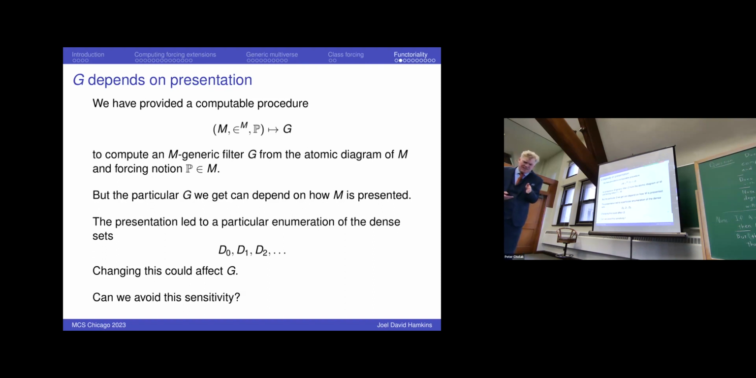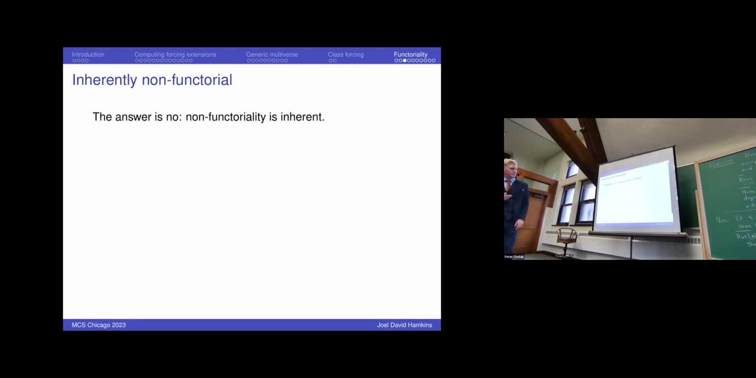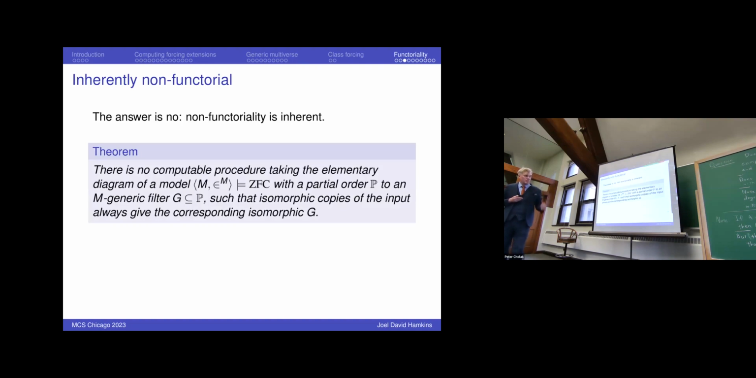And if it can change G, then it can change the theory of M[G], because maybe if you have this condition, you get one theory, and if you have this other condition, you get another theory. We can make forcing notions that have that problem. So the answer to the question is that the non-functoriality is inherent in the process. There's no computable procedure which takes the elementary diagram of a model and a partial order in that model and produces a generic filter such that isomorphic copies of the input always give the same filter.